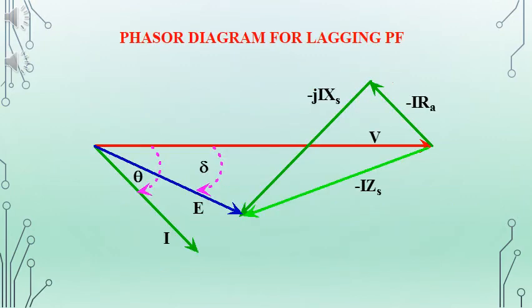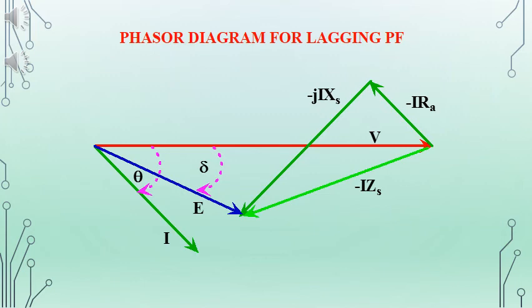We shall analyze the phasor diagram for the synchronous motor. We will first consider the lagging power factor condition. We take V, the supply voltage, as the reference. We have the current I lagging by an angle theta, and we have the basic equation E is equal to V minus IZS. In the case of an alternator, we have the equation E is equal to V plus IZS.